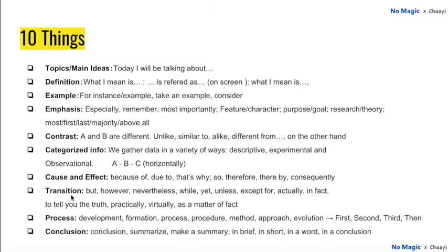Also, transition. As I said, when the speaker is going to make a transition, that means he is going to move on to a different aspect of his speech. So new information will be given after a transition. So pay attention to transitions. The transition words can be but, however, while, unless, except for, in fact, or to tell you the truth. Similar to emphasis, when the speaker gives a transition, his voice might also change.